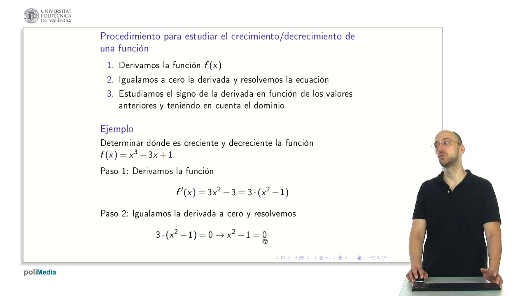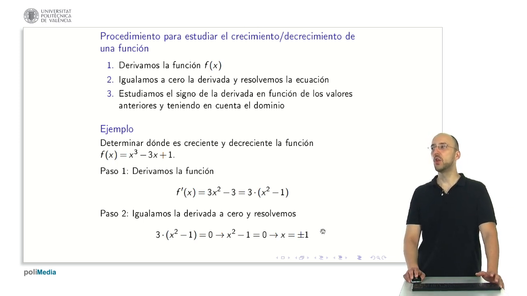You have several options. You can pass the minus 1 to the other side. Then I have x squared equals 1. From here, by taking the square root, you find that x is equal to plus or minus 1. Clearly, both values are solutions to this equation. I now have the values where the derivative equals 0.